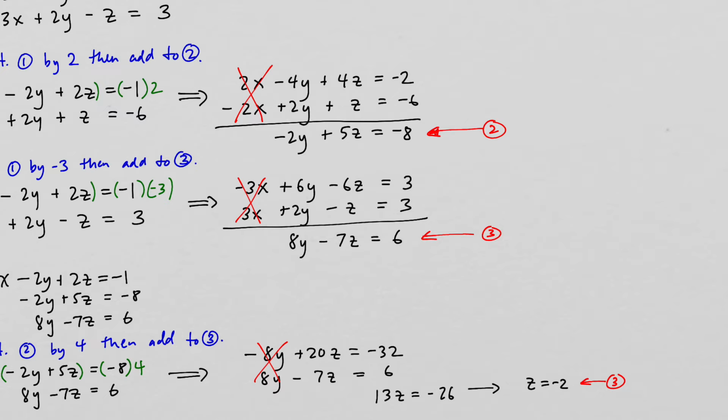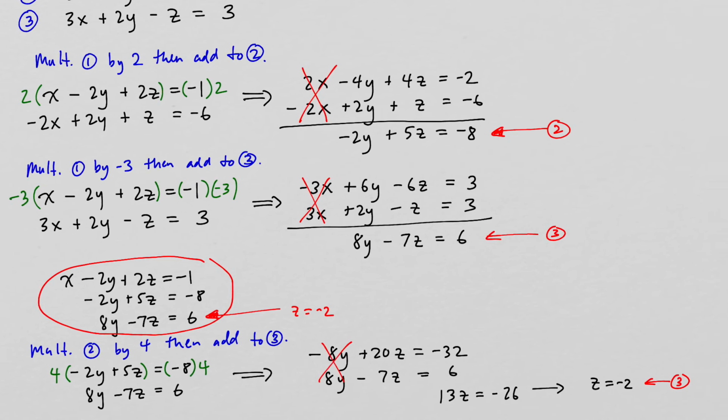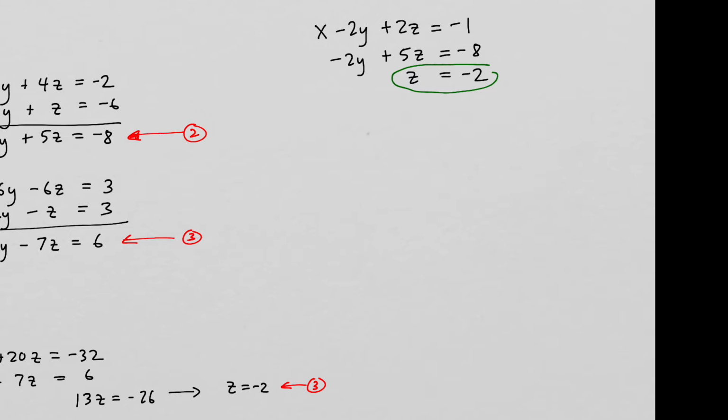So now what I want to do is write this whole system here once again, but I'm going to replace that third equation with z equals negative 2. So let's go ahead and write that over here. Now we have the system in the format that we want. Notice that it steps down just like we had in that first example. So we know that z equals negative 2. This is finished.